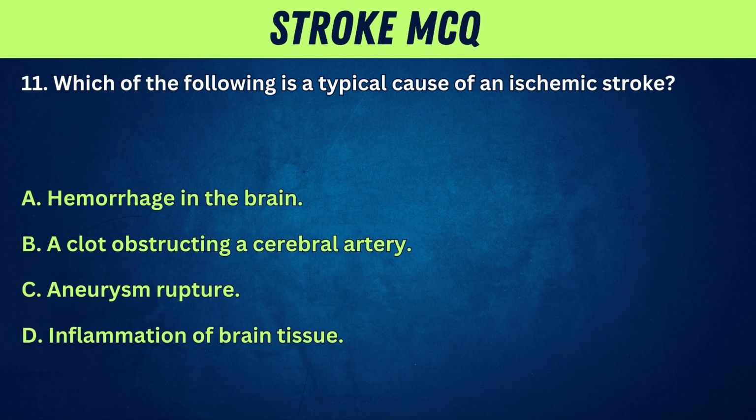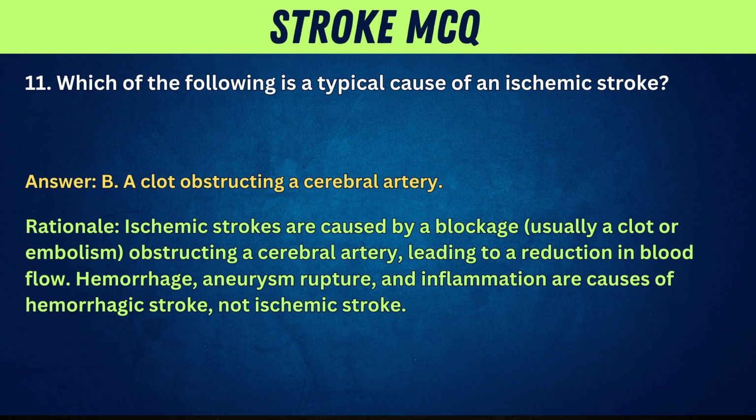11. Which of the following is a typical cause of an ischemic stroke? A. Hemorrhage in the brain. B. A clot obstructing a cerebral artery. C. Aneurysm rupture. D. Inflammation of brain tissue. Answer: B. A clot obstructing a cerebral artery. Rationale: ischemic strokes are caused by a blockage, usually a clot or embolism, obstructing a cerebral artery, leading to a reduction in blood flow. Hemorrhage, aneurysm rupture, and inflammation are causes of hemorrhagic stroke, not ischemic stroke.